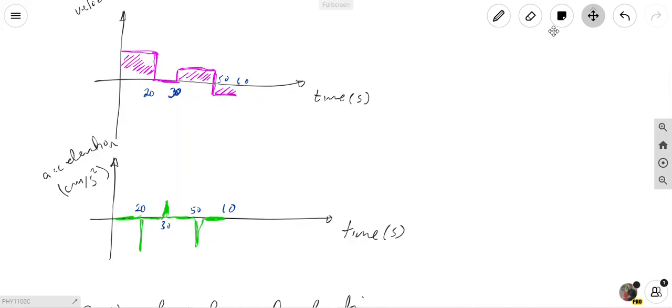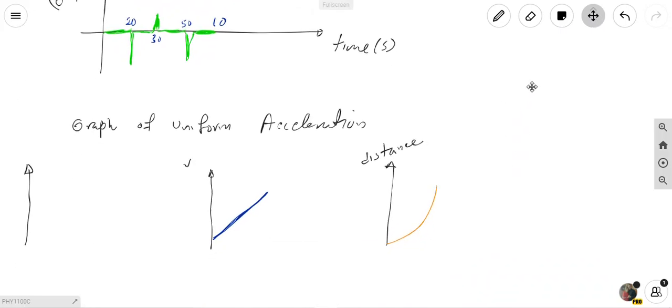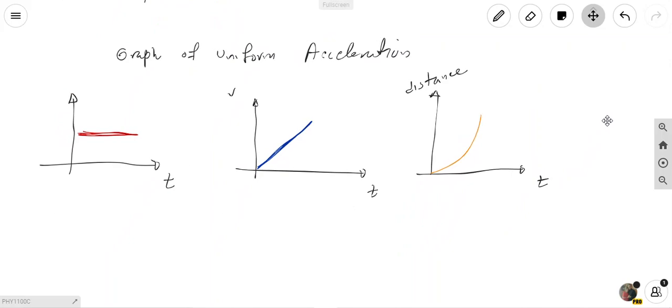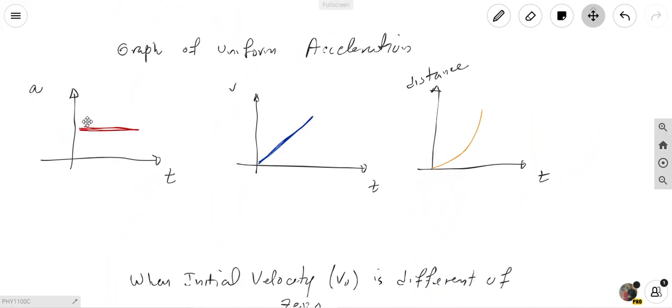Now let us analyze what happens when we have a problem of uniform acceleration. So here I show you how the graph of acceleration versus time looks in a problem with uniform acceleration. When we have a uniform acceleration or a constant acceleration, the graph of acceleration versus time is a horizontal line. So that means acceleration is constant, the magnitude of acceleration is not changing with the time.